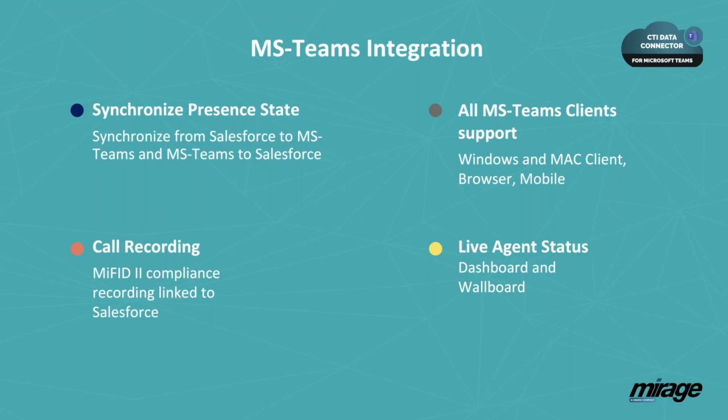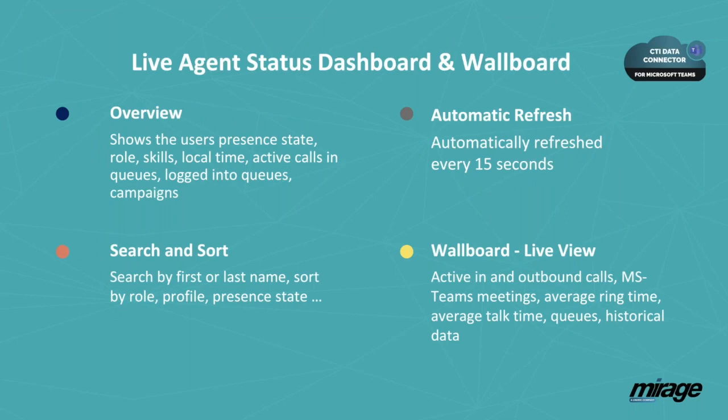The big advantage from Teams, as Annika already mentioned, is that you have one client. You don't need an additional softphone to install, and it works for Windows and Mac computers, browser, and mobile client. And we have our own Live Agent dashboard where you see the agent status, and the wallboard where you see even if Teams meetings are going on or outbound calls. I will show you that in a second.